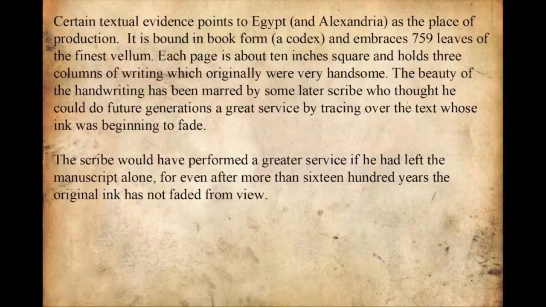It is bound in book form, a codex, and embraces 759 leaves of the finest vellum. Each page is about 10 inches square and holds three columns of writing, which originally were very handsome. The beauty of the handwriting has been marred by some later scribe who thought he could do future generations a great service by tracing over the text whose ink was beginning to fade. The scribe would have performed a greater service if he had left the manuscript alone, for even after more than 1,600 years, the original ink has not faded from view.